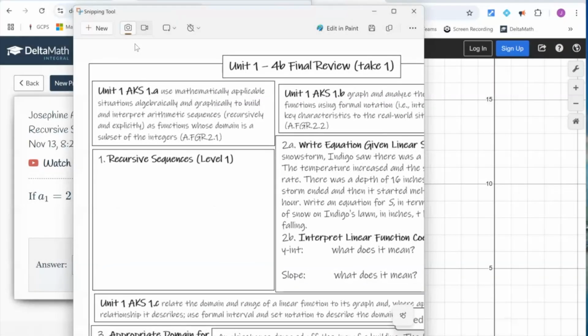I guess we're going to take a look at Unit 1, AKS 1A: use mathematically applicable situations algebraically and graphically to build and interpret arithmetic sequences recursively and explicitly as functions whose domain is a subset of integers. So we're going to take a look at recursive.